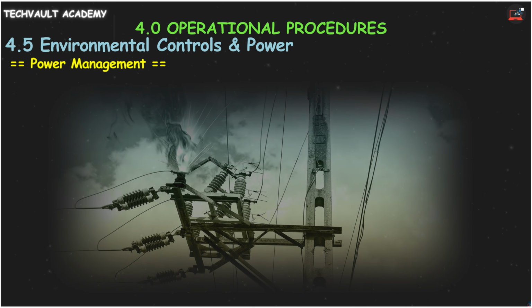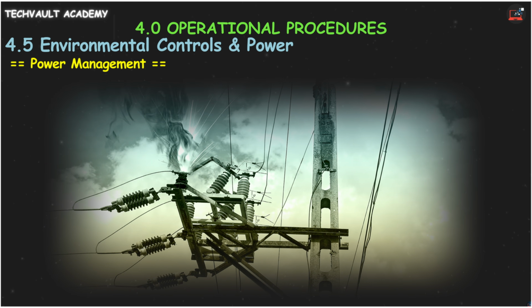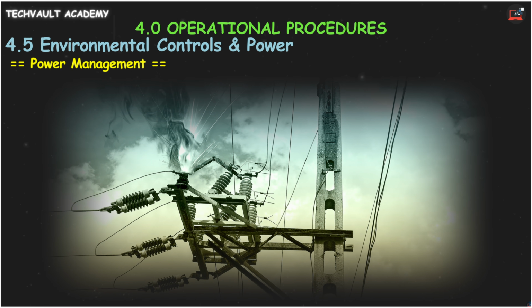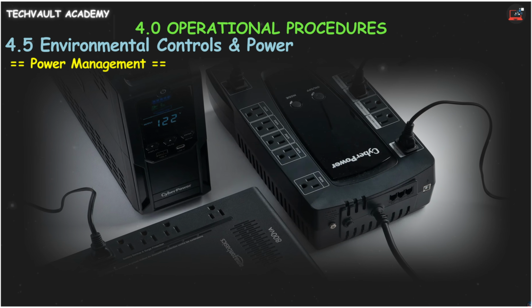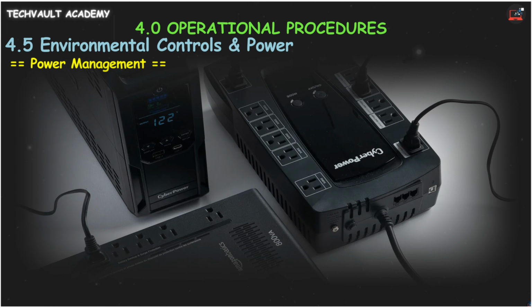Finally, let's talk about power. We face surges, sags, and outages. A UPS, or uninterruptible power supply, uses a battery to keep systems running during an outage. There are three types: standby, which switches over when power fails; line interactive, which fixes voltage drops; and online, where the device runs off the battery 100% of the time for zero delay.